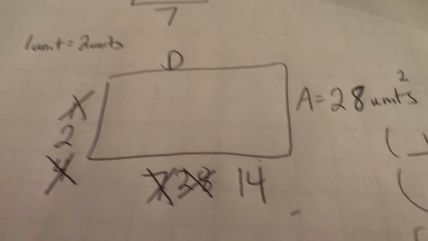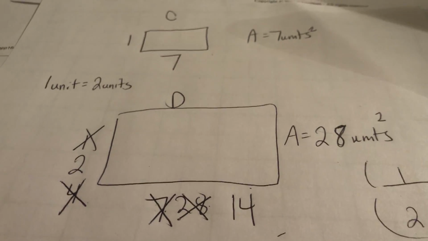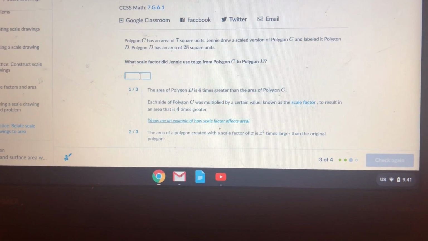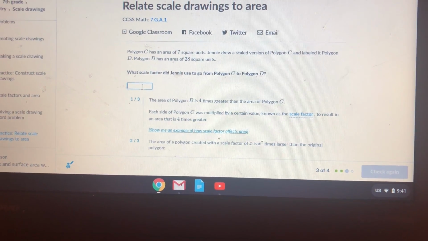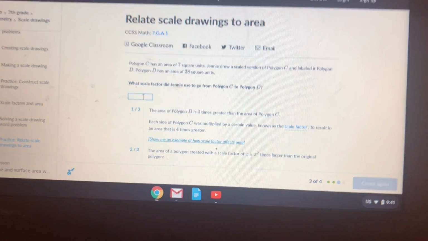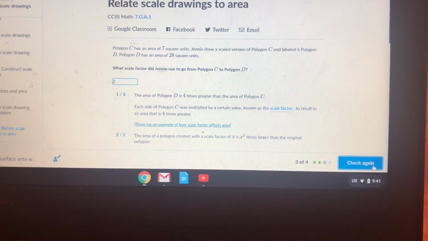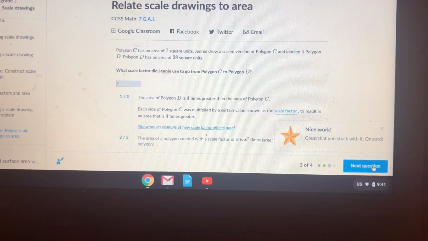So my factors for the second one are 2 and 14, but my scale factor had to be 1 unit by 2 units. So I go back over here to my problem, and I'm going to say, what scale factor did we use to go from polygon C to polygon D? Well, we multiplied it by 2. So I'm going to hit 2, and I'm going to hit check, and we got it correct.